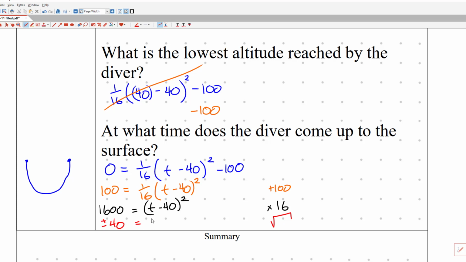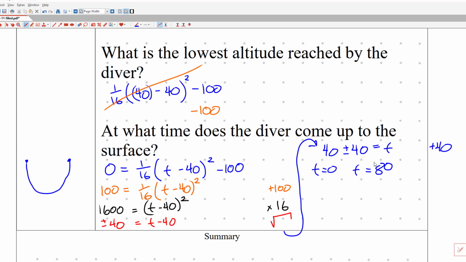Plus or minus 40 is equal to t minus 40, and then our next step is to add 40 to both sides, so 40 plus or minus 40 is equal to t. And what we did was we added 40 to both sides. And then 40 minus 40, that's when t is equal to 0, because 40 minus 40 is 0, and then the other t value is 40 plus 40. 40 plus 40 is 80. And obviously, he starts at 0, he starts diving down, so that doesn't really make sense in the context of this question. The answer is 80. So 80 seconds, minutes, whatever our time is measured in, 80 units of time later, our diver comes back up to the surface.